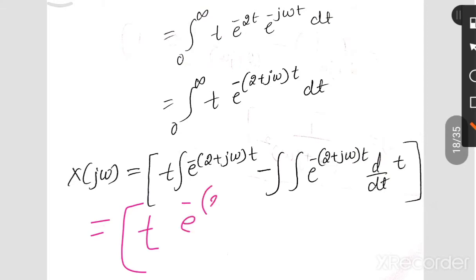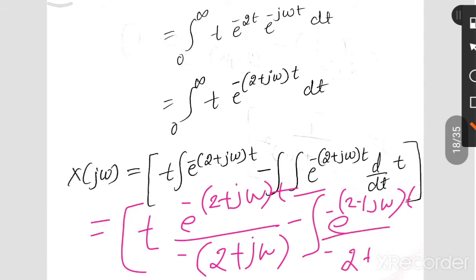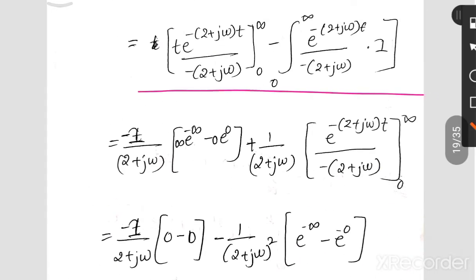raised to minus 2 plus j omega of t divided by the coefficient of t, which is minus 2 plus j omega, then minus integration, first function as it is, second integration will be the same, integration of e raised to minus 2 plus j omega t divided by the coefficient of this, it will be 2 plus j omega into differentiation of t with respect to t will be 1. Okay, and then for this term we have to substitute 0 to infinity.